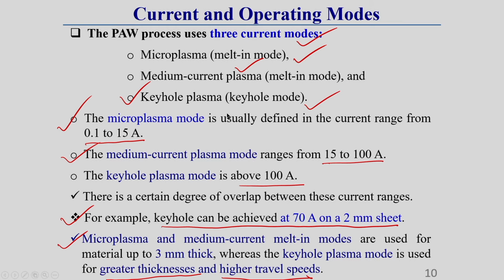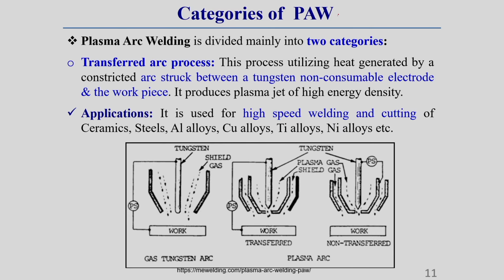Now, depending upon the transfer of the arc from electrode to workpiece, or electrode to copper nozzle, this welding process is further categorized into two categories. One is called the transfer arc process, another one is called the non-transfer arc process. How does the transfer arc process look? Just here I am showing. Here you can see this is the gas tungsten arc welding process. In gas tungsten arc welding also a non-consumable electrode is used, correct?